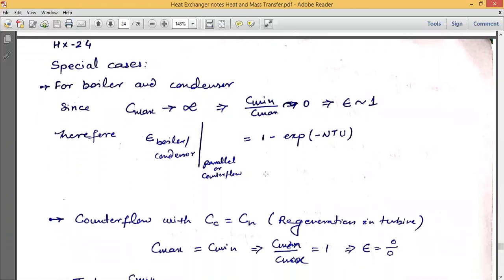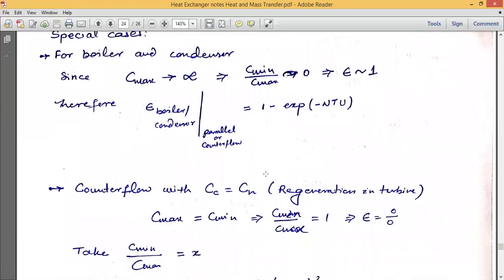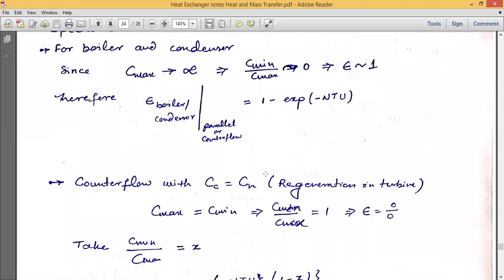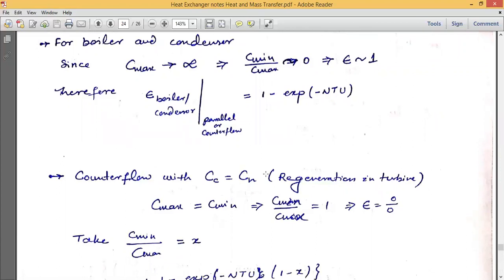Thereafter, in the next case, take the regeneration in the case of a turbine, where the heat capacity rate of the hot fluid as well as the cold fluid remains the same. That means the same fluid is changing. The same fluid in the steam turbine, what is happening? A steady flow is taking place, that means the mass remains the same. The same fluid is giving heat to the same fluid, only the temperature difference varies. So the heat capacity rate will remain the same, because the steam is giving heat to the steam.